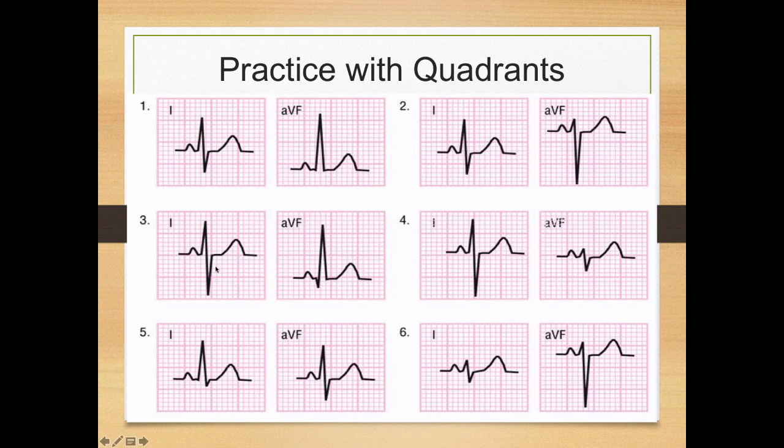So again, if we take out our handy dandy calipers and compare, it's going to be a little bit more negative. So I've got a negative lead 1, I've got a positive AVF, and that's going to be right axis deviation. And again, just looking at these two leads, all we're doing is finding the quadrant. We're going to hone it in a little bit later, but right now just the quadrant. Just looking at these two leads, lead 1 and AVF.